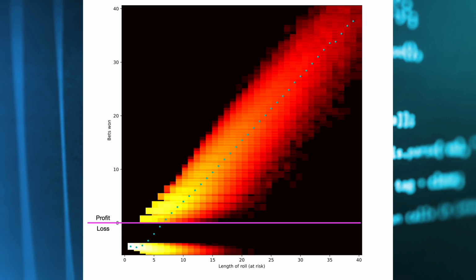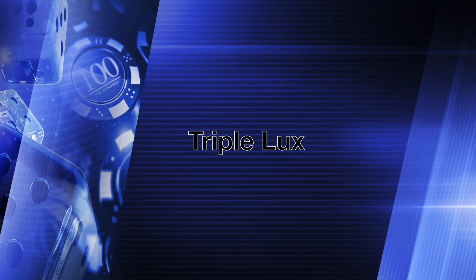Now that we've had a look at the double tap, we can move on and compare it to Triple Lux. Triple Lux is a very popular strategy to come out of Casino Quest.